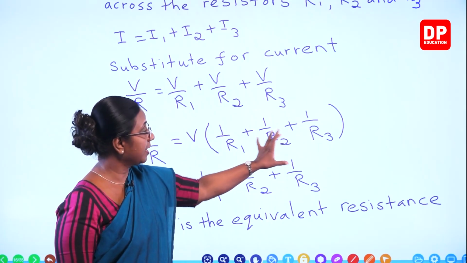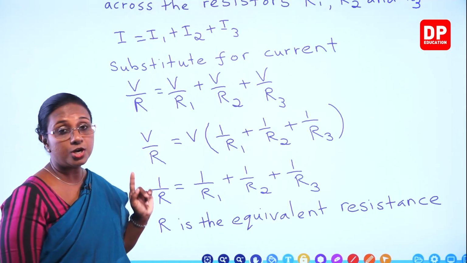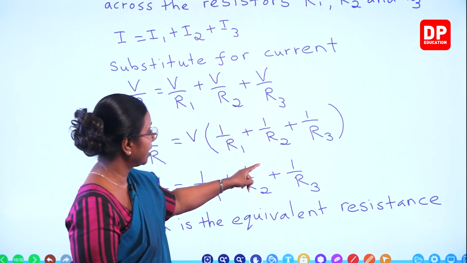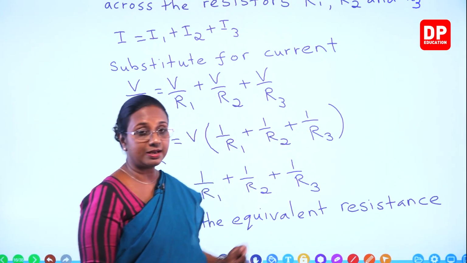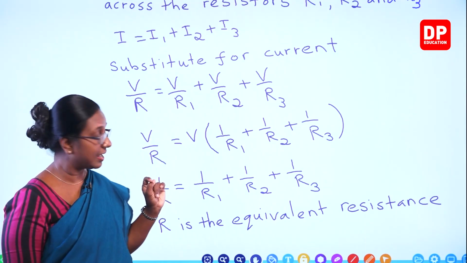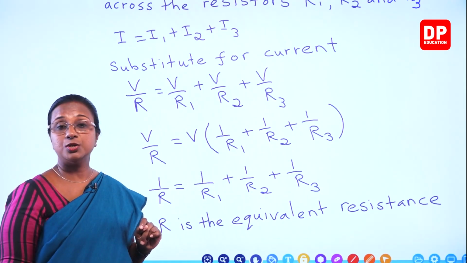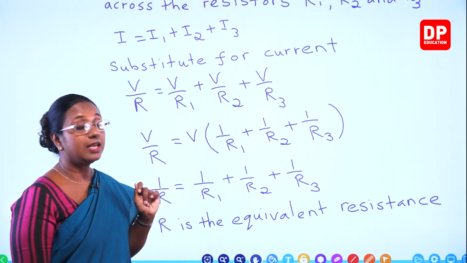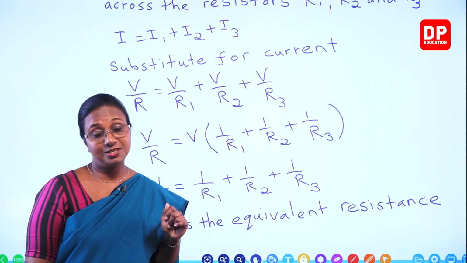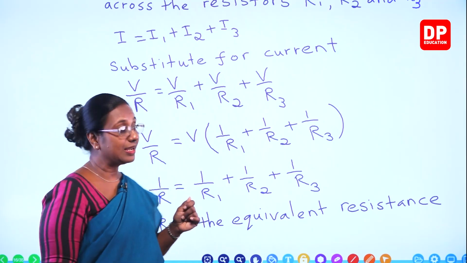Like I said, this step is optional. From here, you can directly write this as well, because V does not change. So V over R equals V into 1 over R1 plus 1 over R2 plus 1 over R3, that is given in brackets because V is the common factor. You can cancel it off from either side. So 1 over R is equal to 1 over R1 plus 1 over R2 plus 1 over R3. And R is the equivalent resistance of the circuit. So this is how we get the relationship. So with that, students, I will move on to the next slide.